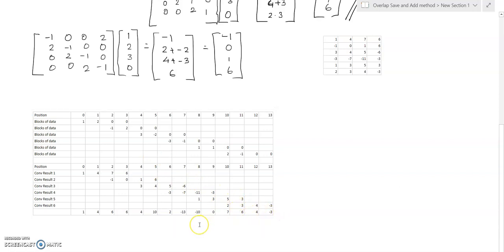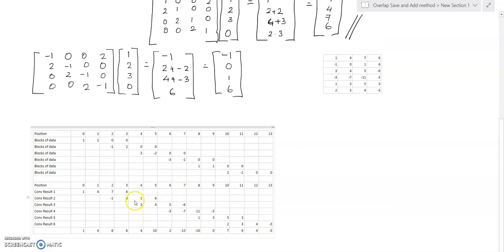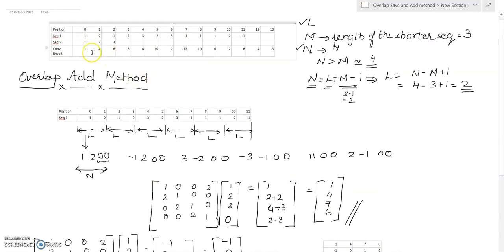Now, since this is the overlap add method, as the name suggests, we will be adding the overlapping elements. At position 0, we have no overlapping, so it comes straight to 1. At 1 also there is no overlapping, so you have 4. At position 2, you have 7 and -1. When you add them, you get 6. Similarly, you get 6, 4, 10, 2, -13, -10, 0, 7, 6, 4, and -3. So this is how you get the result of the circular convolution, and it is exactly the same result as we had got over here.